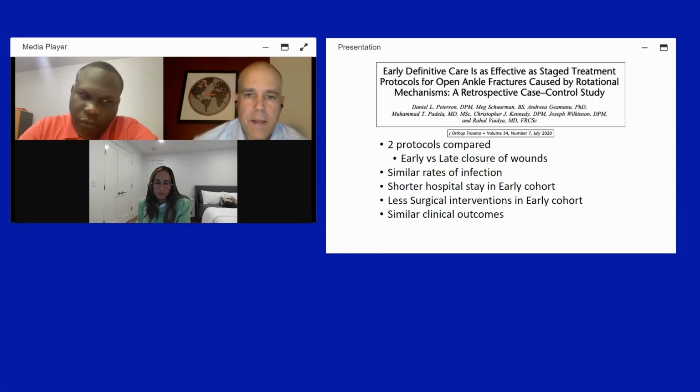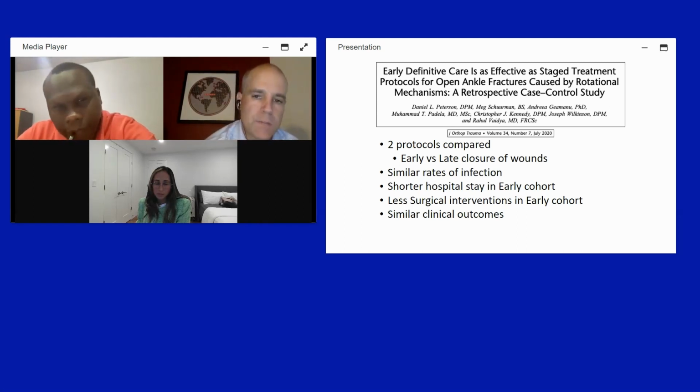And then we're kind of touching base on this early definitive care. There were kind of two protocols. This study out of JOT in 2020 looked at two protocols, early versus late closure of wounds. Things were similar in rates of infection, with obviously a shorter hospital stay, because in this cohort, what they were doing was washing, stabilizing, and then leaving them open and coming back in a delayed fashion to close.